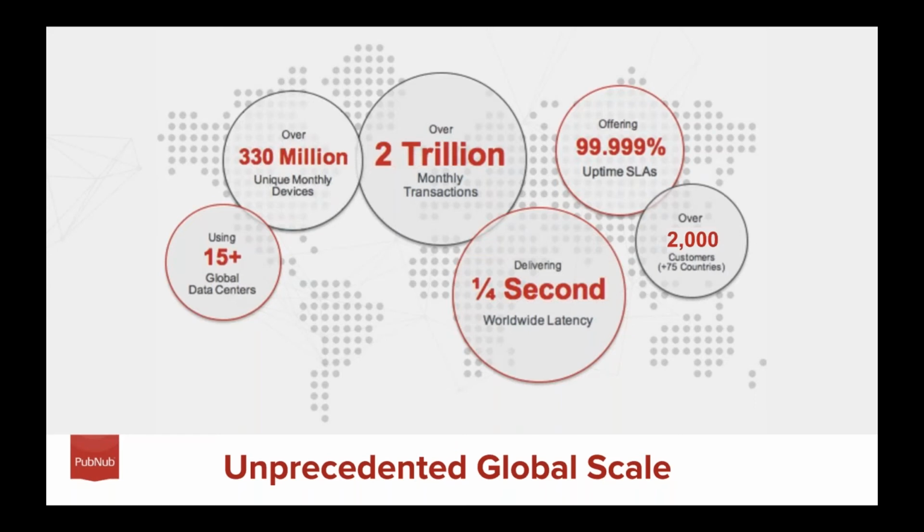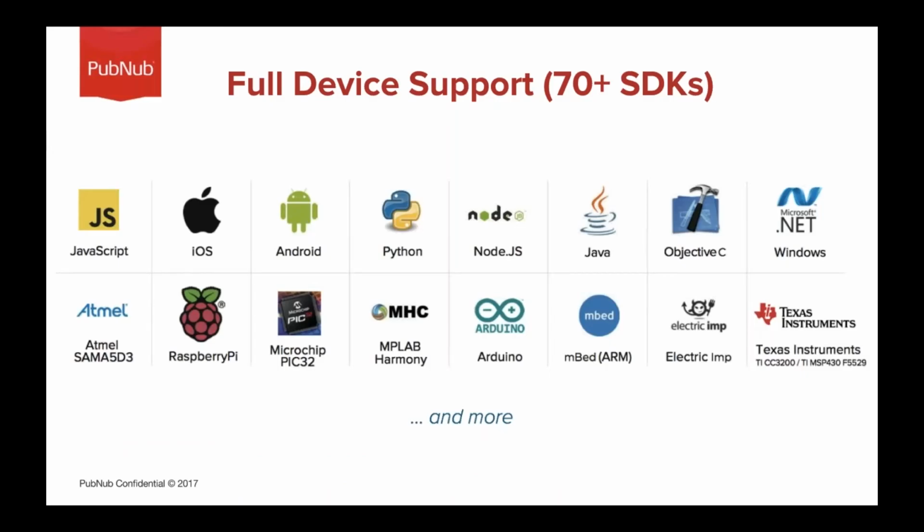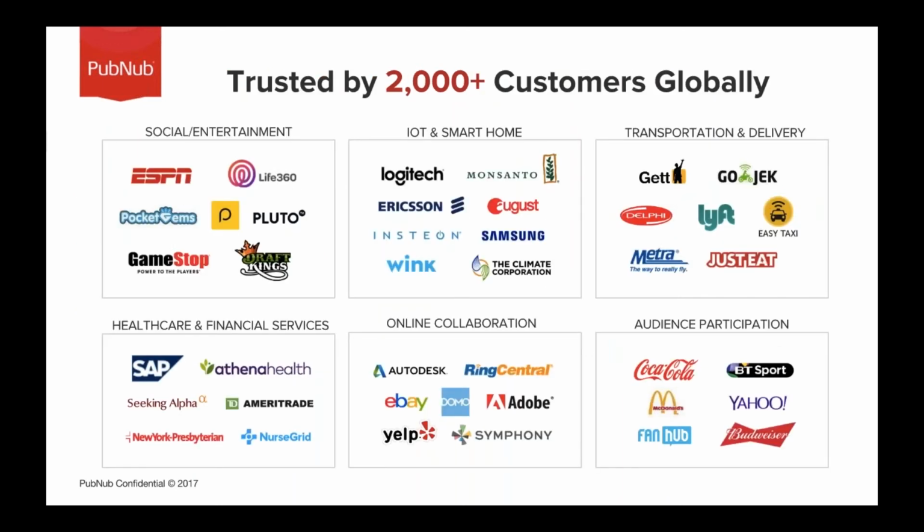To give you all a little bit more of a scope and scale of where PubNub is today, currently, we're sending over 2 trillion monthly transactions across 330 million unique monthly devices. And we're doing that with quarter-second latencies and a 5 nines SLA, which is incredible. Right now, we're able to do that because we have 15 points of presence all around the world. As a developer, it doesn't matter what environment you're building on. We support over 70 SDKs, so PubNub will be able to support you.